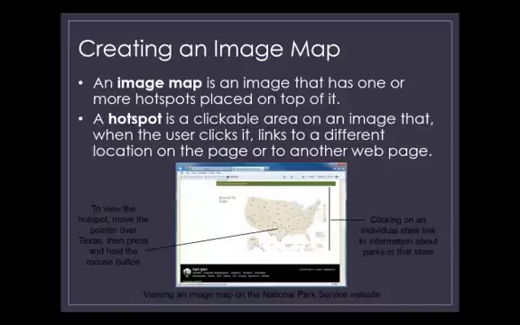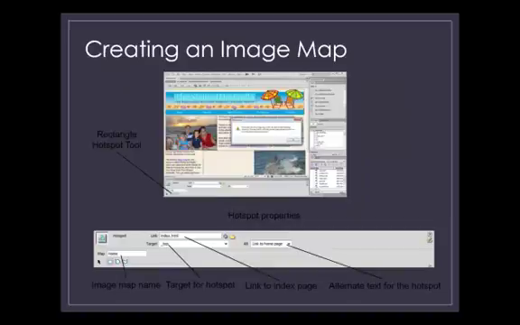For example, in this image here, when you click on it, you get information about the national parks in that state. You can create hotspots by first selecting the image that you want to place the hotspot on, and then using one of the hotspot tools in the property inspector, you define the shape, either a rectangle, circle, or freehand.